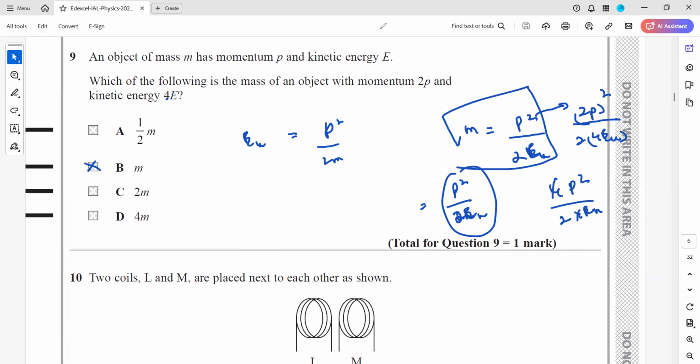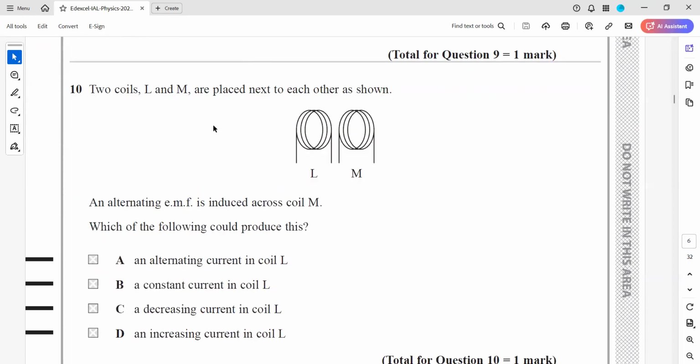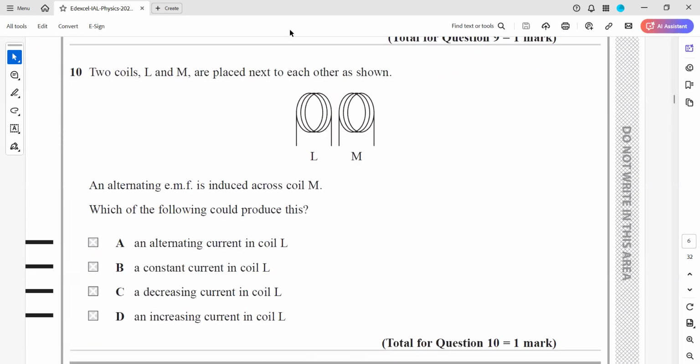The next is, two coils are placed next to each other, and an alternating induced EMF is across coil M. Which of the following could produce this? So there should be an AC supply, alternating current, in coil L. Whenever there is alternating current, there will be a change in magnetic field. And a change in magnetic field induces EMF. A constant current will not produce any change in magnetic field.